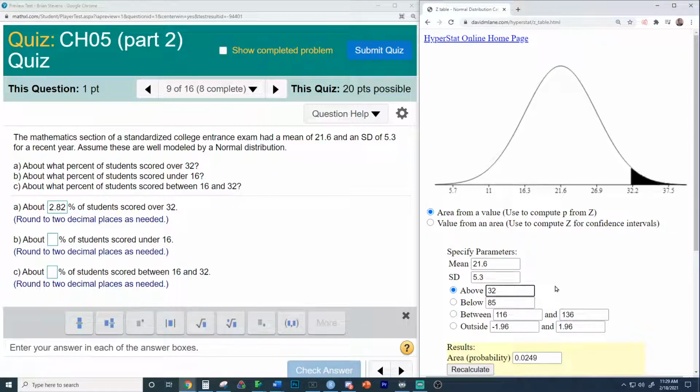But since above 32.2 is going to be 2.5, this is going to be very close to 3. It's going to be like 2.8. How close would I have gotten it? Above 32, ah, it's right at 2.5. That's because he has z-scores almost. So it probably would accept that.